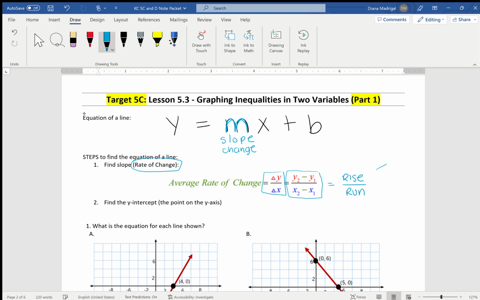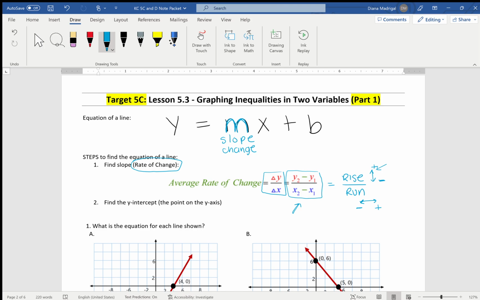The rise over run is the one that we use in a graph, and this is how you do it algebraically, with numbers, when you know the numbers of those points. If you don't know the numbers of those points, then you're going to use the rise over run. Remember, just count how many spaces you go up or down, and then left and right. Do not forget about my negatives. When you go down, it's negative. When you go to the left, it's negative. When you go to the right, it's positive. When you go up, it's positive.